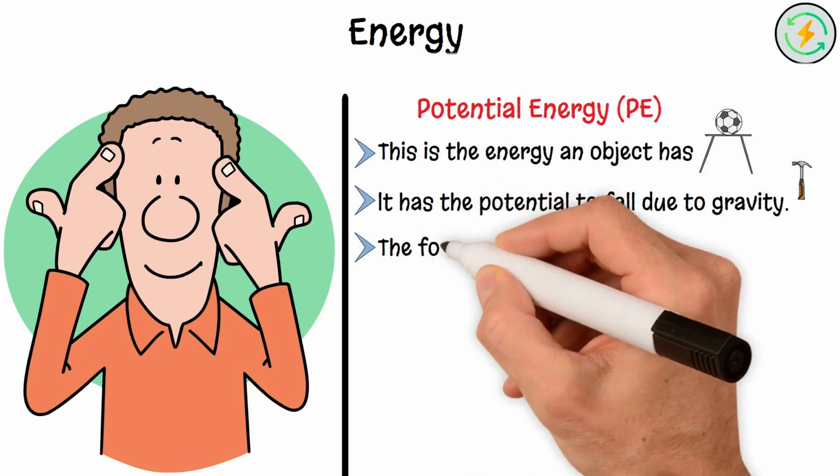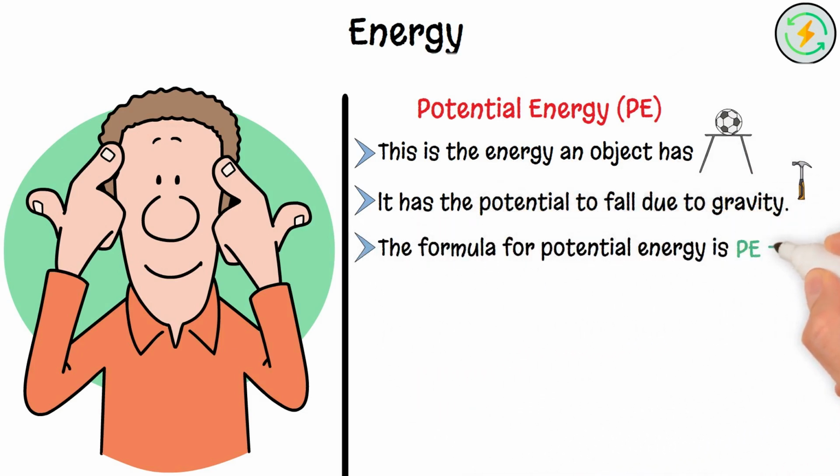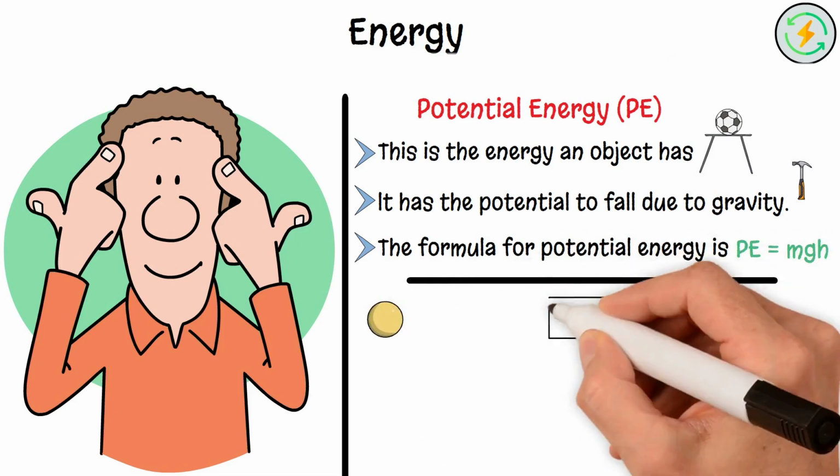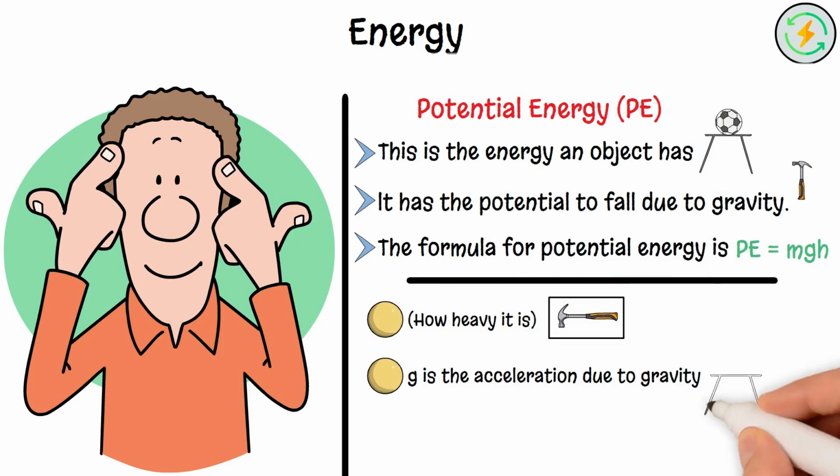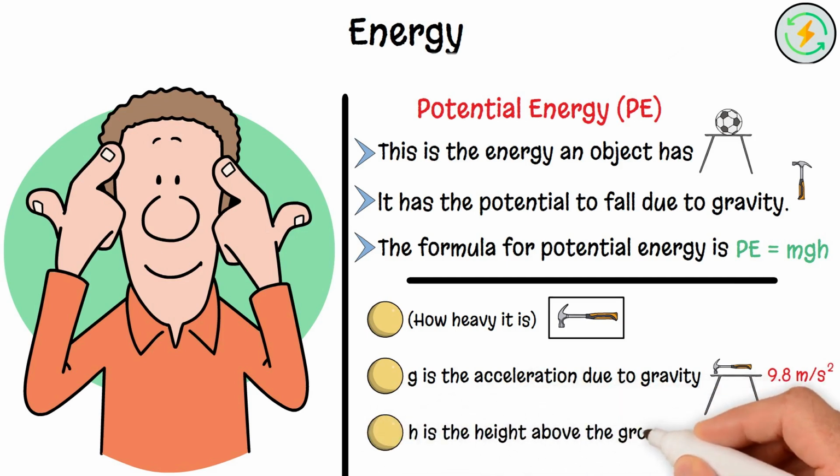The formula for potential energy is PE equals mgh, where m is the mass of the hammer, how heavy it is, g is the acceleration due to gravity, how fast it speeds up when it falls, about 9.8 m/s squared, and h is the height above the ground.